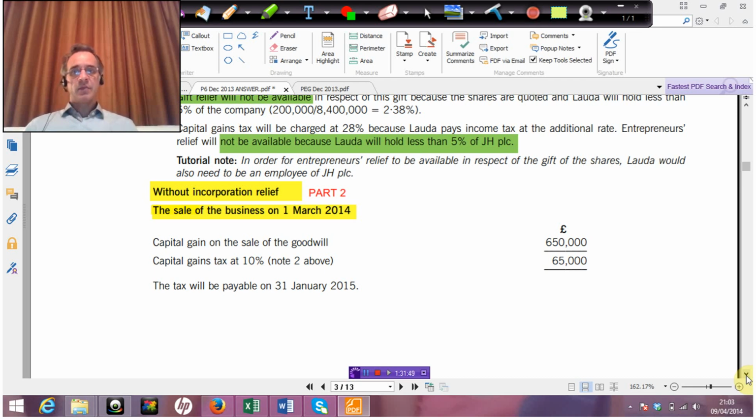I guess without incorporation relief is probably a little bit simpler in some respects, because without incorporation relief, in effect, all of the gain on the disposal of chargeable assets, there's only one, crystallizes at the date of the transaction. In other words, at the date of incorporation. So we would then have simply a gain of 650, nothing deducted from it. The CGT rate would have been 10%, so just 10% of the gain, and very simply the 31st of January following as a payment date.